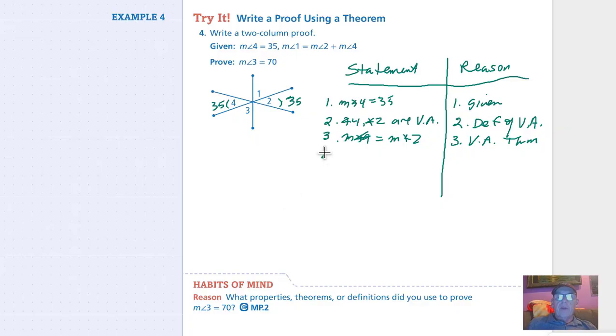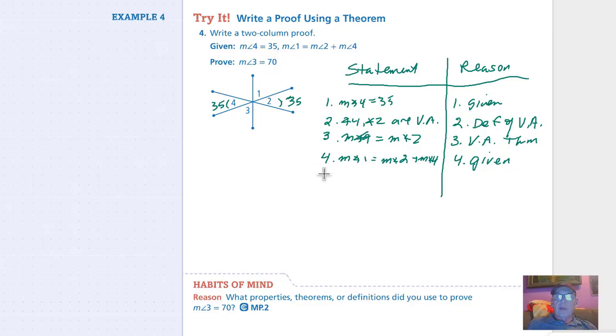Okay, now I want to bring in the other part of our given: measure of angle 1 equals measure of angle 2 plus measure of angle 4. That's given. Notice I didn't have to do it first. Sometimes I could have put it all in the first step, but sometimes it's more straightforward if you bring them in in a logical order as you need to use them.